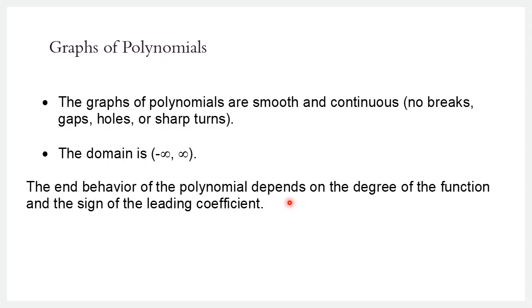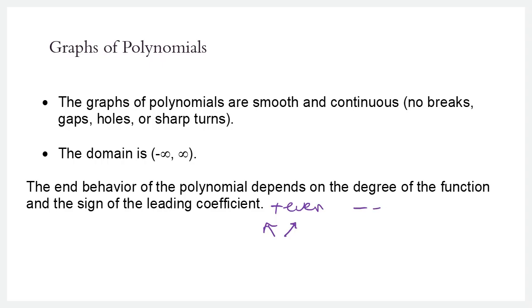The end behavior of the polynomial depends on the degree of the function and the sign of the leading coefficient. And these are things that we've already learned thus far. So we've talked about our dance moves, right? If you had a positive even, so your leading coefficient is positive and you're an even degree, remember that was us raising the roof, okay?